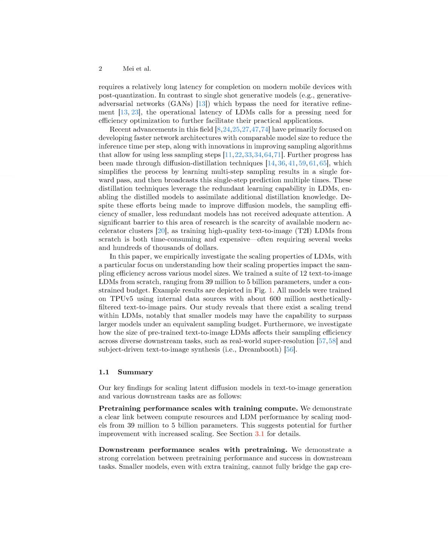Specifically, the go-to approach involves using the 50-step DDIM sampling, which, despite ensuring output quality, still requires a relatively long latency for completion on modern mobile devices. This contrasts with single-shot generative models like generative adversarial networks, GANs, that bypass the need for iterative refinement, highlighting the pressing need for efficiency optimization in LDMs to enhance their practical applications. The paper emphasizes the importance of improving sampling efficiency in LDMs to overcome this significant barrier to their widespread deployment.